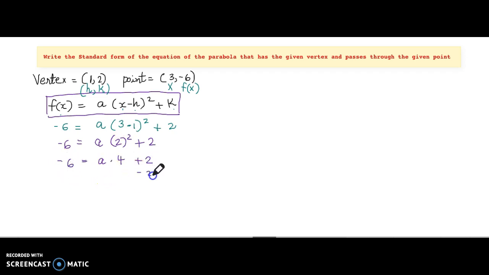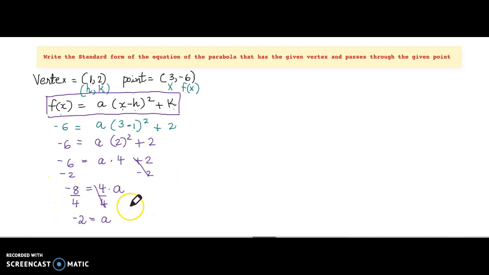To solve for a, we have to first cancel the 2 from both sides by subtracting it. We get a times 4, which is the same as 4a. It's the same thing, right? Even if we switch the numbers, it's the same thing when you multiply. So -6 minus 2 is -8. Now to solve for a here, we have to cancel the 4 by dividing by 4 on both sides, and we end up getting the value of a as -8 divided by 4, which is -2.